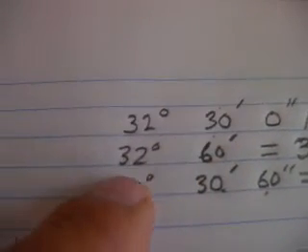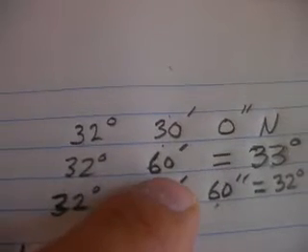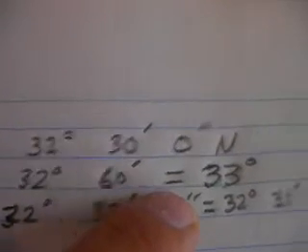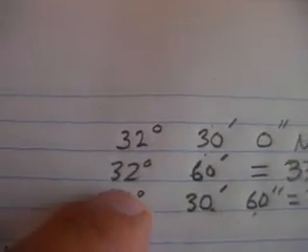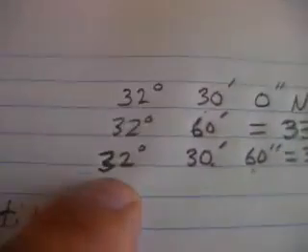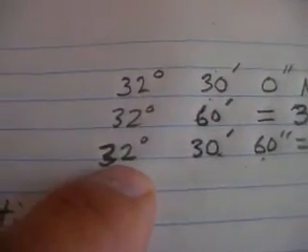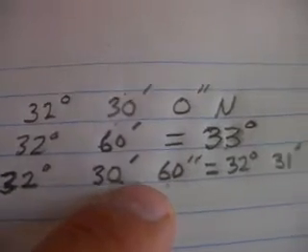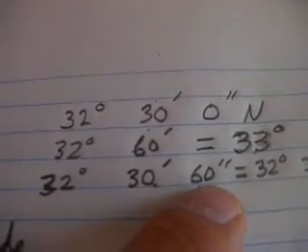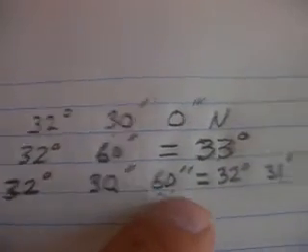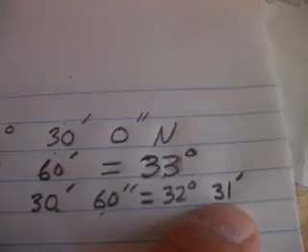So let's look at something else. 32 degrees and 60 minutes north. That's going to be 33 degrees, because basically you're taking 32 degrees and adding 60 minutes to it, and you get another degree, so you're at 33 degrees. Let's try another one. 32 degrees, 30 minutes, and 60 seconds. 60 seconds is a minute, so that would be 32 degrees and 31 minutes. This is how that stuff works.